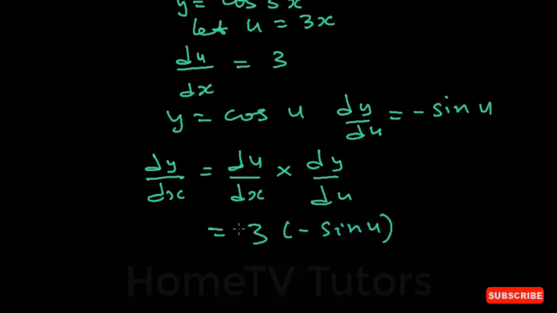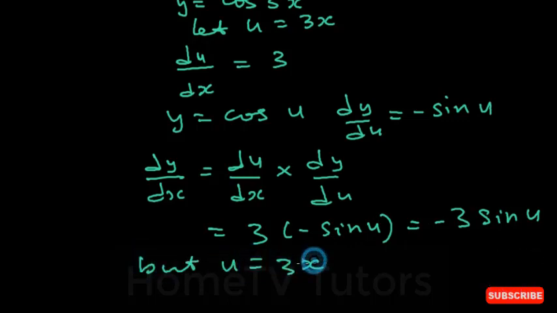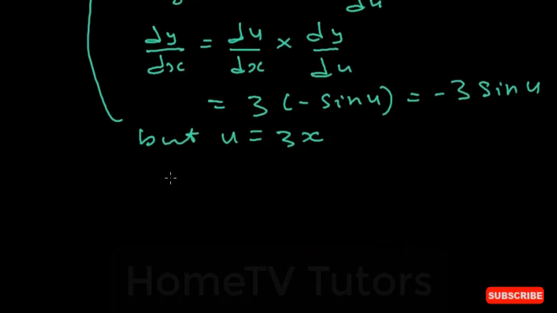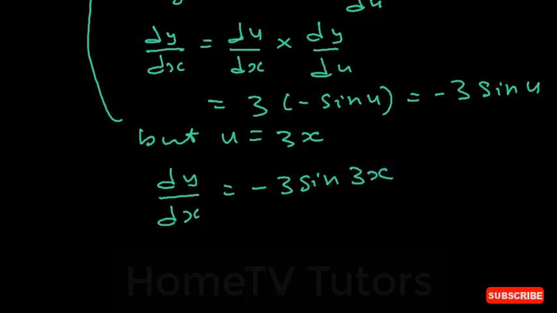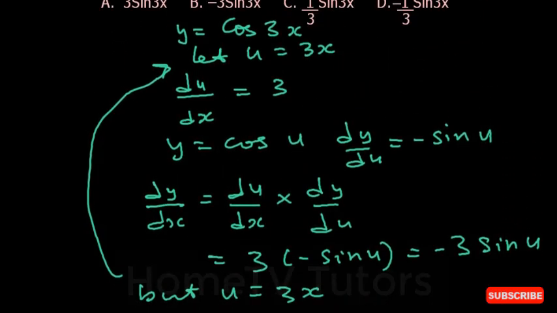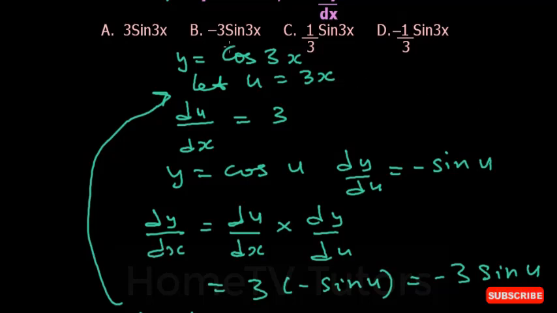Okay? So if we do that, 3 times minus sine u will give us minus 3 sine u. But u is equal to 3x, if you recall. Okay? So, therefore, dy/dx equals minus 3 sine 3x. And this is the same with the answer option B.